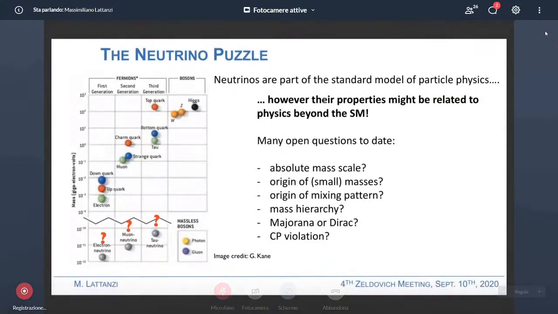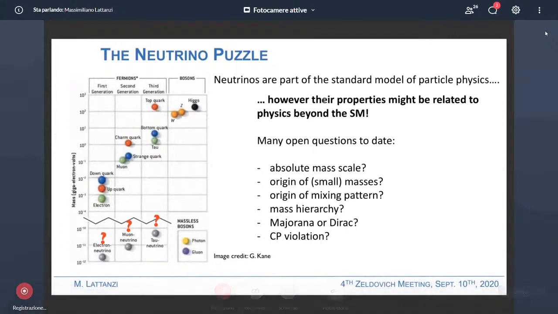So first of all, I'll try to convince you that neutrinos are interesting particles to study. Neutrinos are part of the standard model of particle physics, as we all know, but in spite of that, they are puzzling, especially because their properties might be related to physics beyond the standard model. To give an example, one puzzling property of neutrinos is their mass. It's the very fact that they have a mass, because given the particle content of the standard model, we would expect them to be massless.